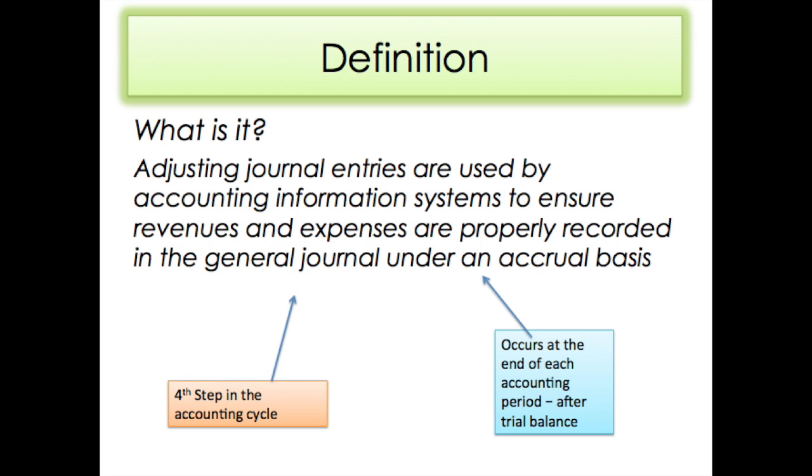Adjusting journal entries are used by accounting information systems to ensure revenues and expenses are properly recorded in the general journal under an accrual basis.